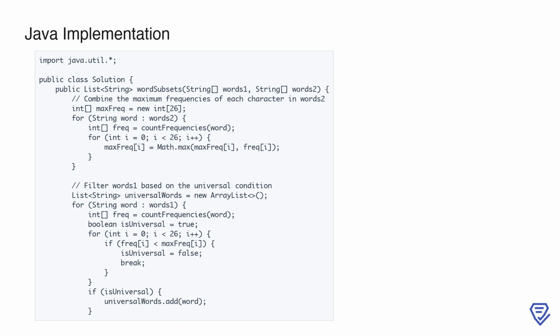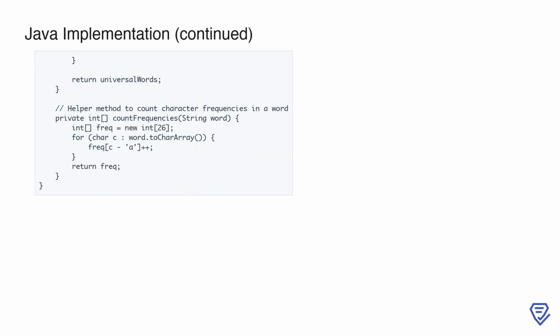After combining the character requirements from words 2, we move on to filtering words 1. For each word in words 1, we again compute its character frequencies and compare them against max frequency. If any character frequency in the word is less than the required maximum, we mark it as not universal. Otherwise, if it satisfies the universal condition, we add it to the universal words list. Once all words in words 1 have been checked, the method returns the universal words list, which contains all the universal words that meet the criteria.